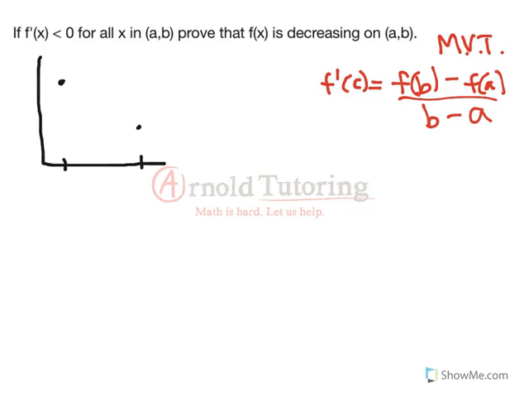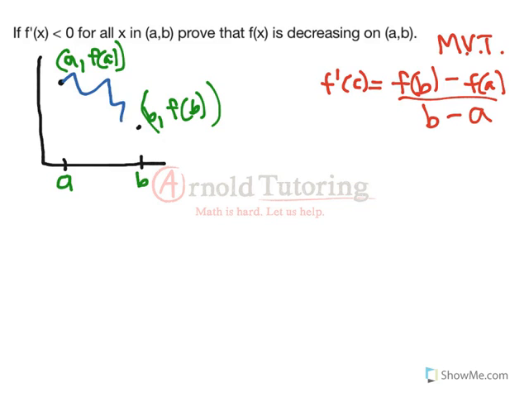We have to prove that f of x is decreasing over this interval. So I've labeled 2 points here. Let's call them, here's the x values a and b. So this point here is a, f of a, right? f of a is just the y value at a. And this point is b, f of b. So I've drawn them as if it is obviously decreasing here, but we're trying to prove that it's decreasing all the way through the interval. So it could technically go up like that, but we're going to prove that it can't.